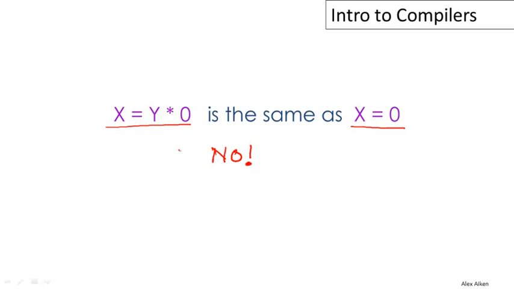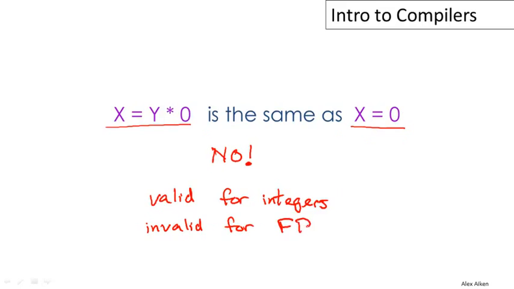Now, it turns out that this particular rule is valid for integers. If x and y are integers, then multiplying by 0 is always the same thing as just assigning 0. But it's invalid for floating point. Why is that? Well, you have to know some details of the IEEE floating point standard. There is a special number in the IEEE standard called not a number, or NaN, and NaN times 0 is equal to NaN. In particular, NaN times 0 is not equal to 0. So if x and y are floating point numbers, you can't do this optimization. In fact, if you did, it would break certain very important algorithms that rely on the proper propagation of NaNs.